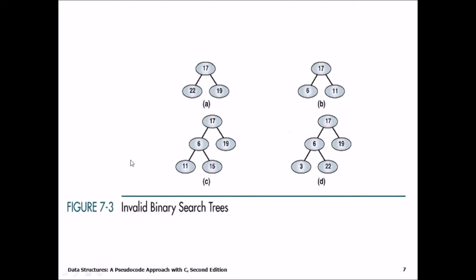These are invalid search trees. See, these are invalid search trees because 22 is greater. Some values are not as per the definition, because 11 is less, and 22 here, see, it is greater than 17. So these are not valid binary search trees. On this, 6 is lower than 17, but 11 is not lower than 6. Every node has to follow the same ruling.